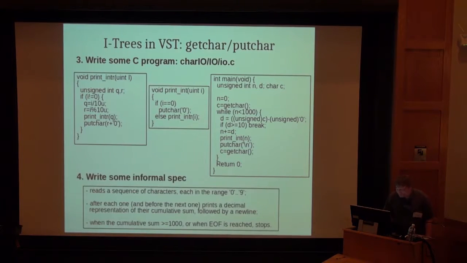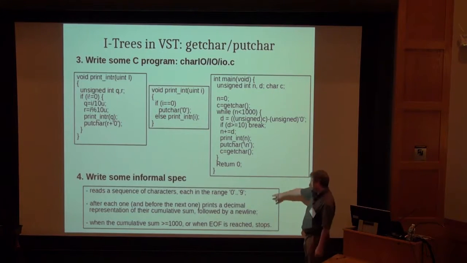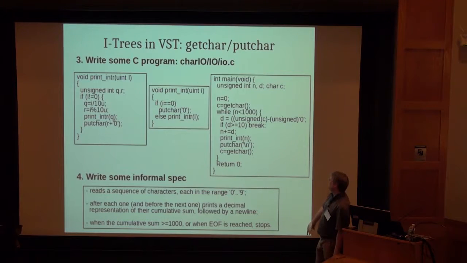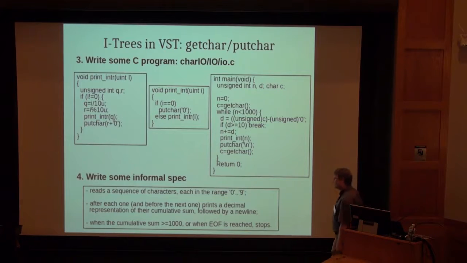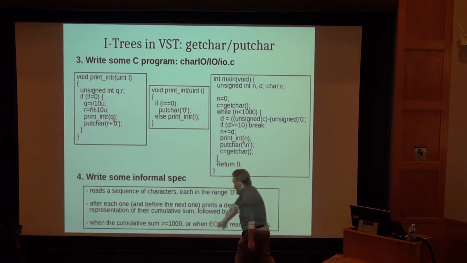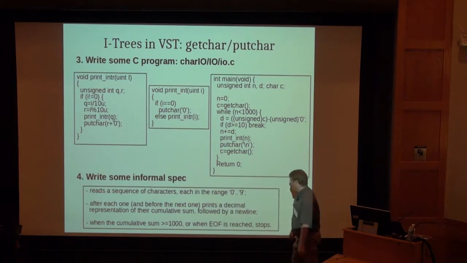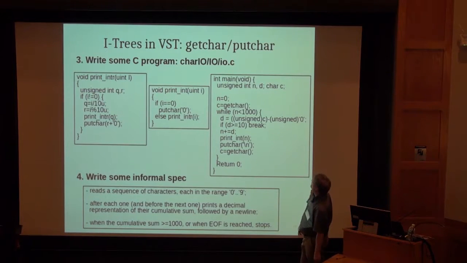So the author of that piece of code, is this what he gave us as an informal spec? It reads a sequence of characters, each in the range 0 to 9, and after each one, and before the next one, prints a decimal representation of their cumulative sum, followed by a new line. We see at least a new line here. And when the cumulative sum is greater or equal to 1,000, or when end of file is reached, then stops. Now, obviously, that specification matches this program, right?